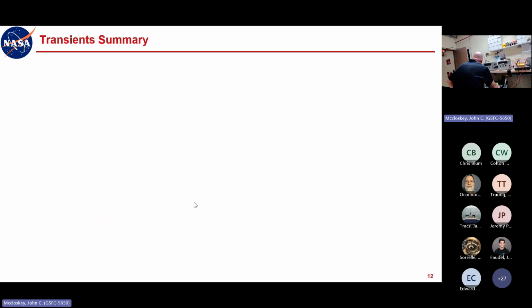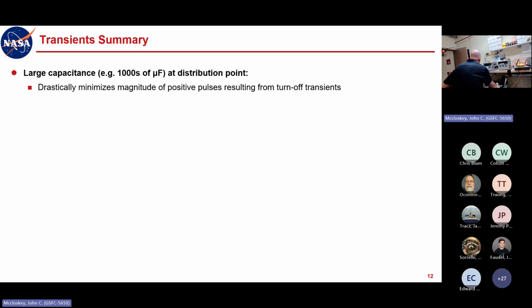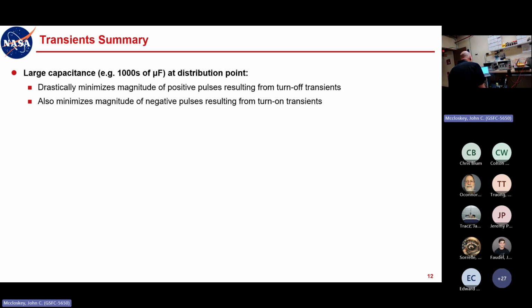Okay, and so here's the summary. A large capacitance, again on the order of thousands of microfarads at the distribution point, will drastically minimize the magnitude of positive going pulses resulting from turn-off transients. And it stands to reason, and I've got details, again, for the interested reader in that CS06 app note. It's also going to minimize the magnitude of negative pulses resulting from turn-on transients.